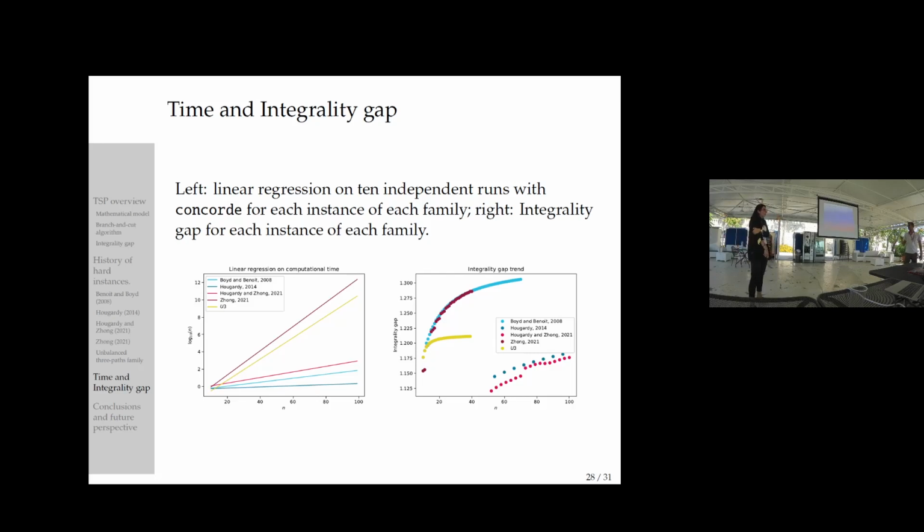Which I think is another problem in defining what is a hard instance to solve. So yes, there are ways to solve them. I think that the scientific community agrees to use Concorde. Yeah, it's the standard that you refer to.